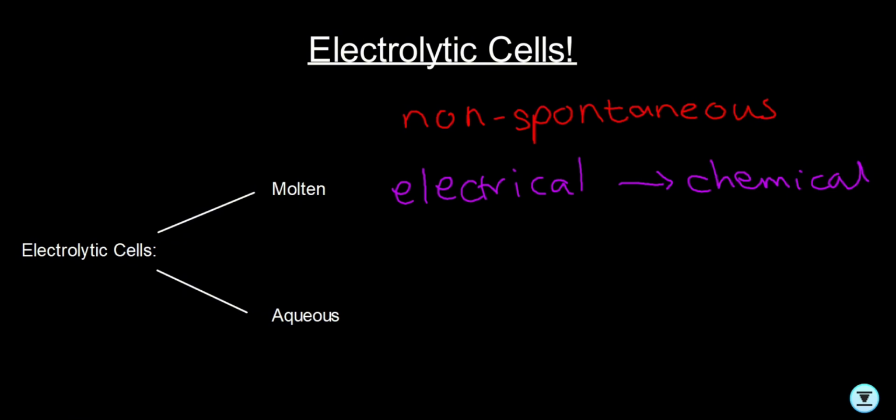Cool. Now, there are two main types of electrolytic cells. There are molten cells and aqueous cells. Those two cells essentially are ones where there are free ions that are ready to roam.